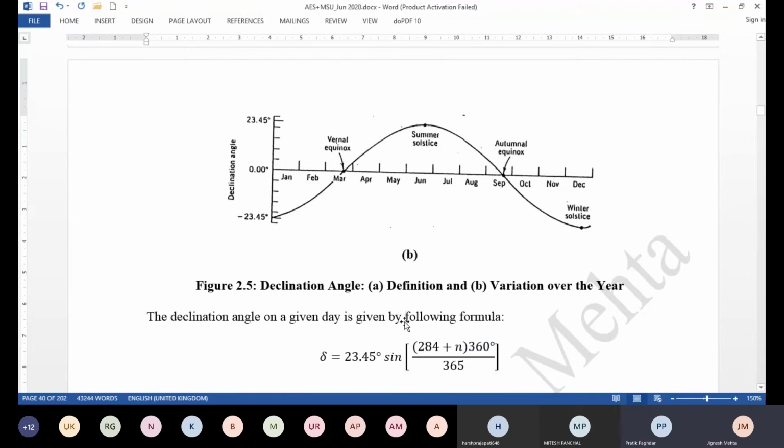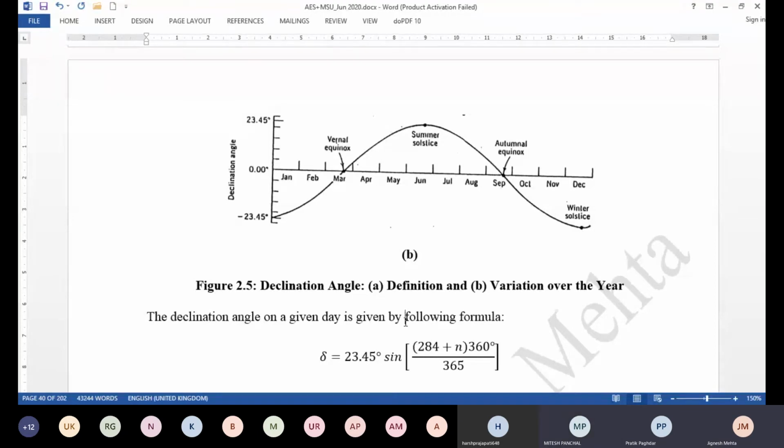Minus 20.13. Okay, so somebody is saying 20.13. You are saying minus? Negative? Yes, sir. The answer, sir, should it be negative logically? Yeah, you can unmute yourself.